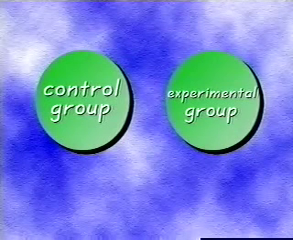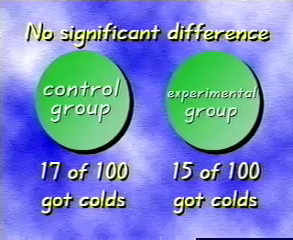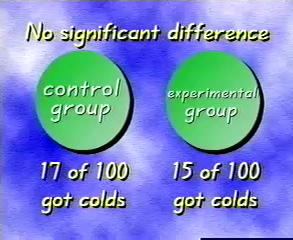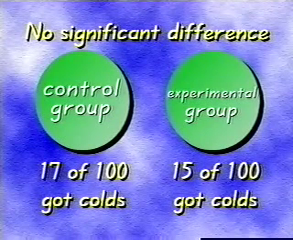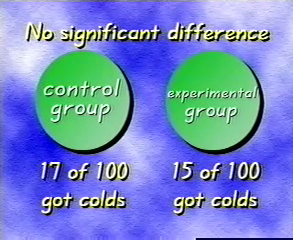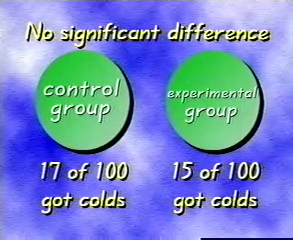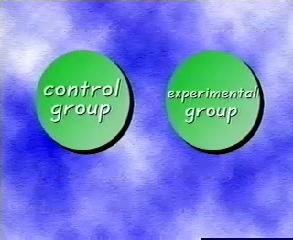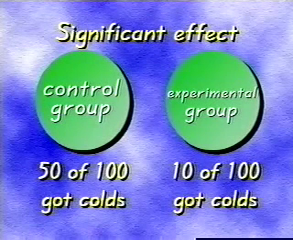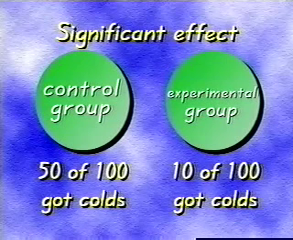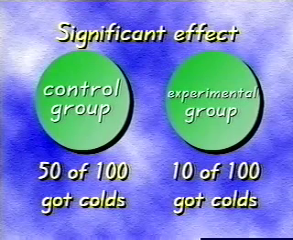For example, in our vitamin C experiment, if 15 of 100 people who took vitamin C got colds, and 17 of 100 people who took no vitamin C also got colds, most scientists would not conclude that the vitamin C had a large effect on colds. This would be a case in which the data does not show a significant difference between the vitamin C group and the control. However, if only 10 people receiving vitamin C got colds, while 50 people got colds in the control group, then it would probably be concluded that the vitamin C had a significant effect.